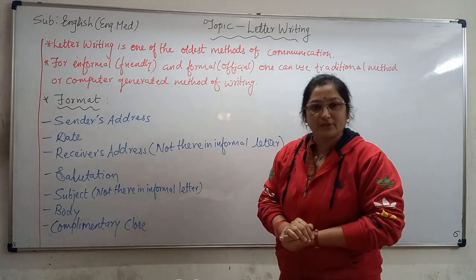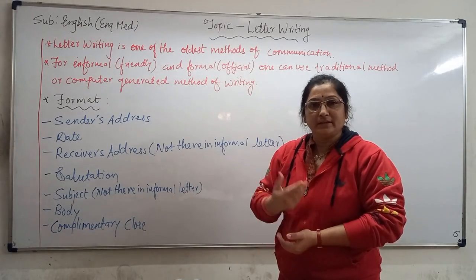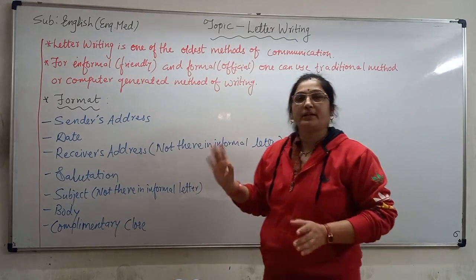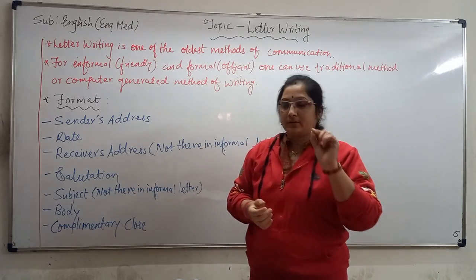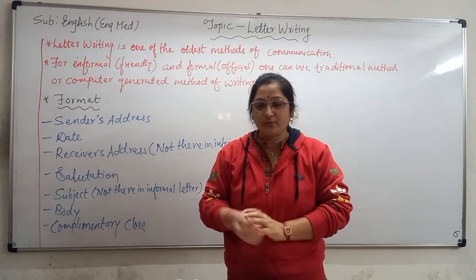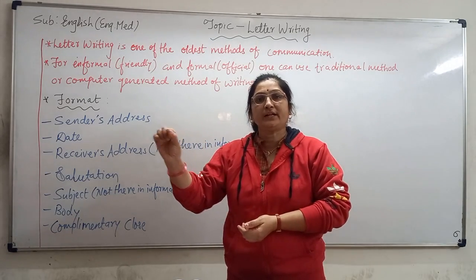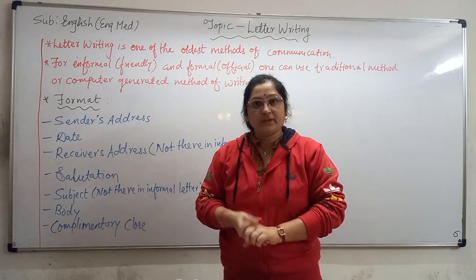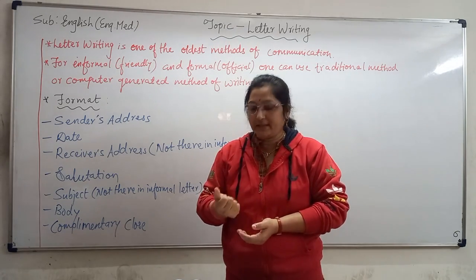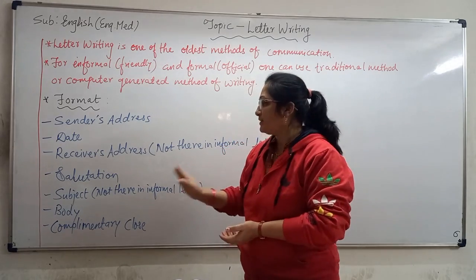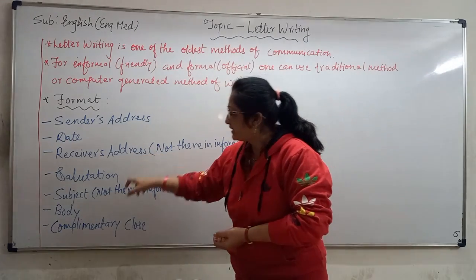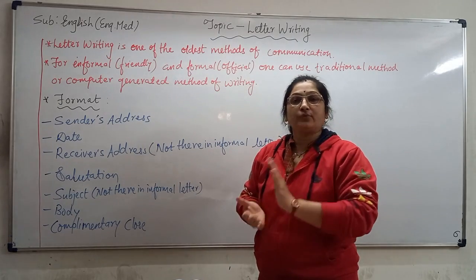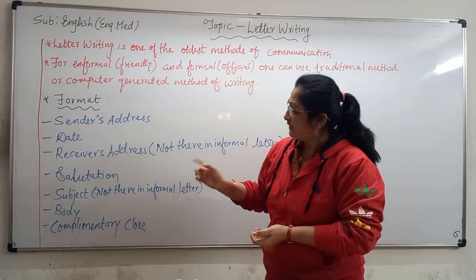Next part is salutation: dear ma'am, dear sir, respected sir, whatever. Then subject, not there in informal letter. Subject means, suppose you want to write a letter for application of leave, so your subject is application for getting leave of 10 days. But in an informal letter, the letter which we write to our relatives and friends, there is no need to write the subject. Okay guys, see, receiver's address and subject are the two parts which come only in a formal letter, not in informal. Next is body.